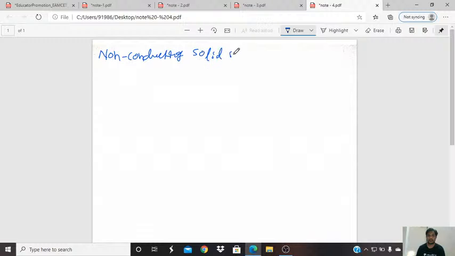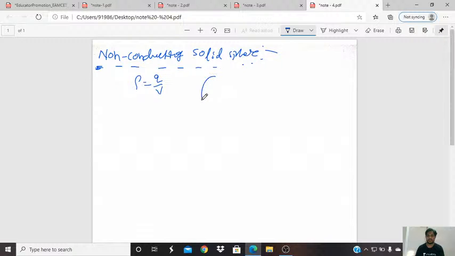Non-conducting solid sphere. Conducting means charges are free to move, but non-conducting means the charges are fixed and cannot conduct. So at every point it has charge, continuously along the volume. So you have to consider volume charge density rho equal to Q by V.